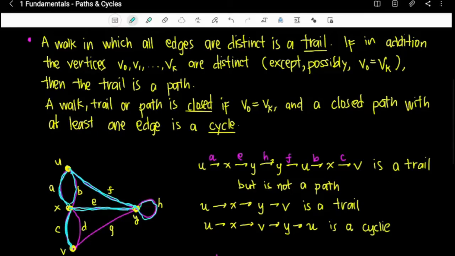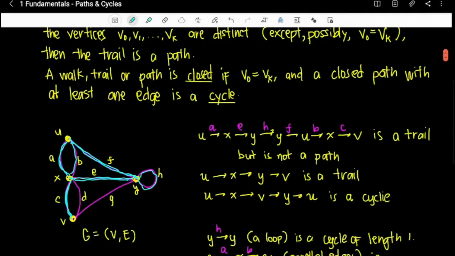So, a cycle, hindi na uulit yung vertex or yung edges except on the initial and on the final vertex. Yun lang yung pwedeng maulit. Okay? So, in our example, U, X, V, Y, U. V muna pala. Punta ka sa U to X, X to V, V to Y, and then Y to U, back to U. So, that's a cycle.